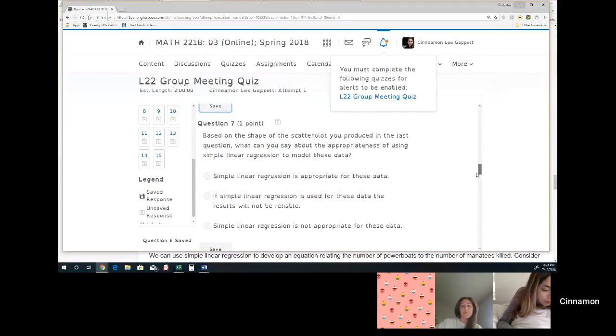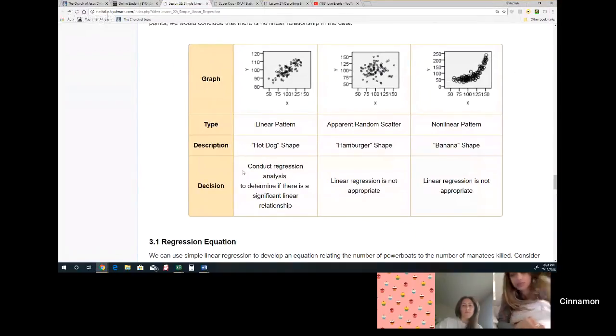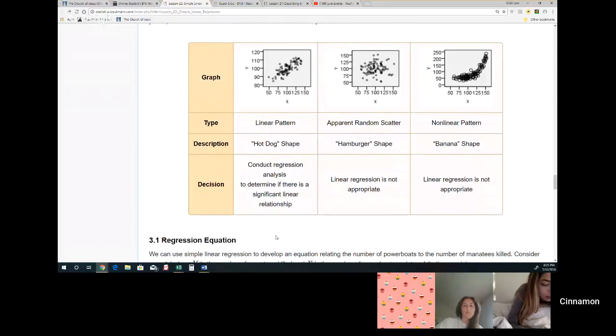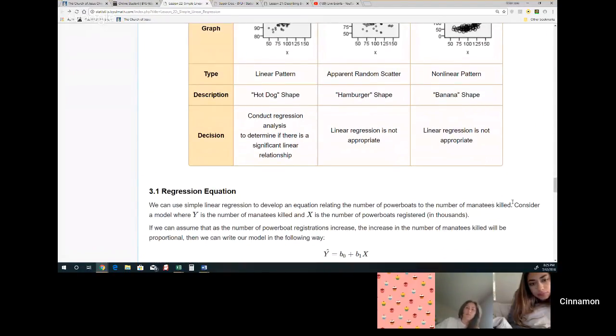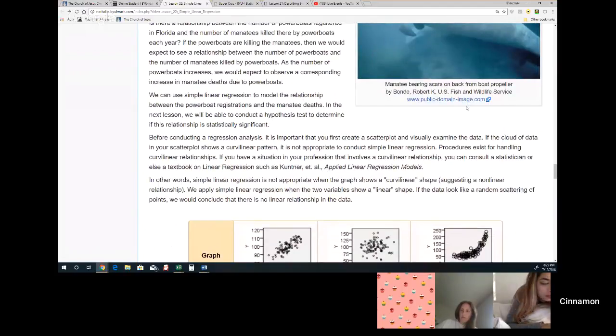Okay, and so question 7, based on the shape of the scatter plot you produced in the last question, what can you say about the appropriateness of using simple linear regression to model these data? I don't know, let's look at the lesson again. I can't remember my reading. It says, conduct a regression analysis, determine if there is a linear pattern. We can use simple regression to develop the equation. Okay, I think we can use it, right? Or let me look at the simple linear regression model.